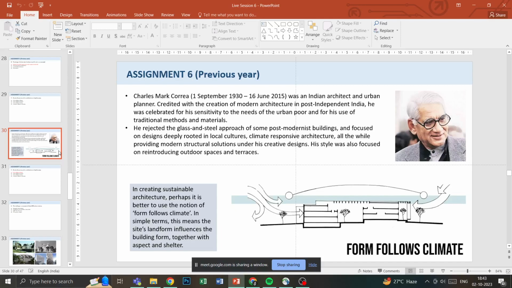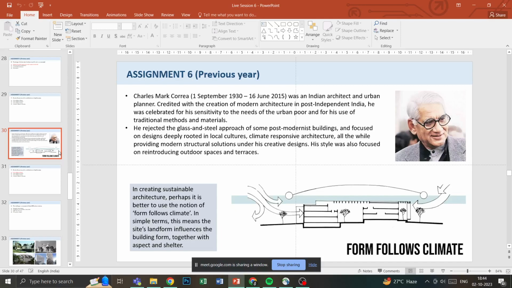His style was also focused on reintroducing outdoor spaces and terraces. He was one of the pioneers who focused on climate responsive architecture in India. He addressed the needs of the buildings as per the location and the climate. He always respected the contours in the design. If you have seen the example of Jawahar Kala Kendra in Panjim, Goa, it is built on contours. If you have seen the example of Bharat Bhavan, he respected the topography of those areas and created his work in such a way that the topography was respected and mirrored.